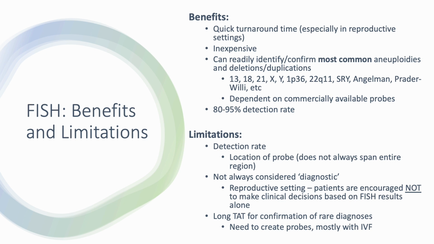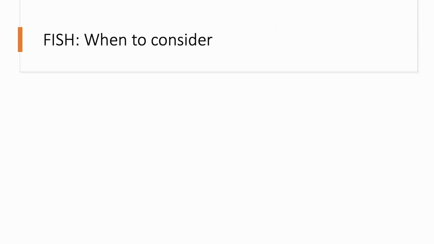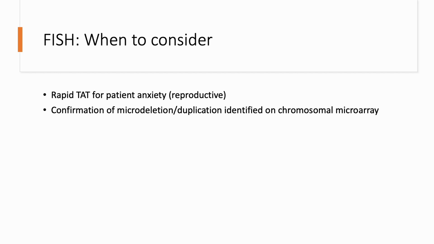testing process. In this slide, we will discuss when it is appropriate to consider using FISH in clinical practice. First, FISH is an excellent option, again, when quick results are necessary, especially in reproductive settings, as rapid testing can help alleviate patient anxiety when they're awaiting critical information. Again, FISH is particularly useful for confirming microdeletions or duplications that have been identified on a chromosomal microarray. This is vital for providing definitive answers and guiding management strategies.